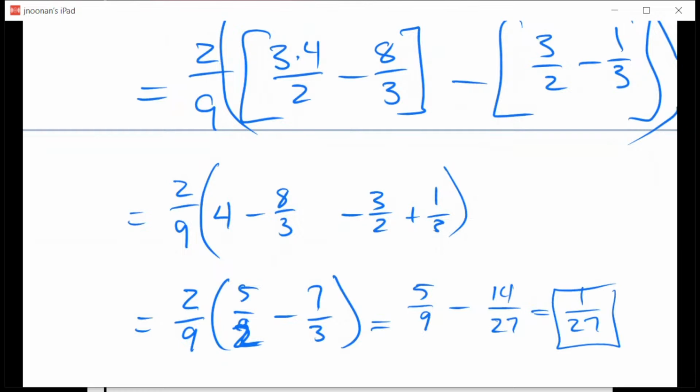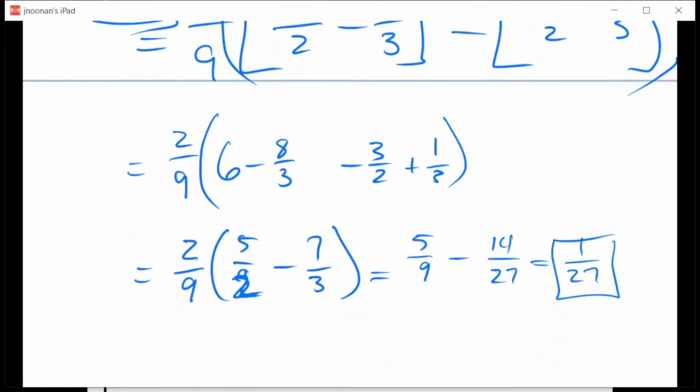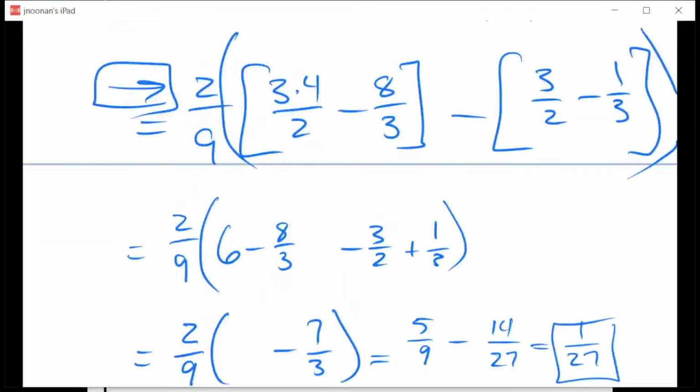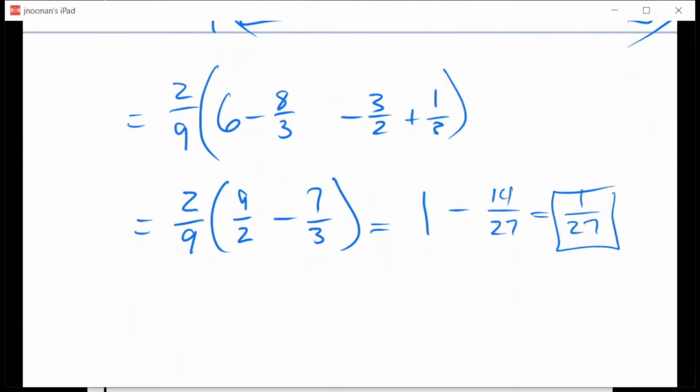What's wrong? That could be what my problem is. The 4 should be a 6, thank you. If I had just plugged this into my calculator, I would have been much better. Like I said, it didn't feel right to begin with. So let's see if I got it right now. That changes that. 6 is 12/2 minus, that's 9/2. Interesting, so this is just 1. This feels better to me. So this will be 13/27. Yeah, it feels better.